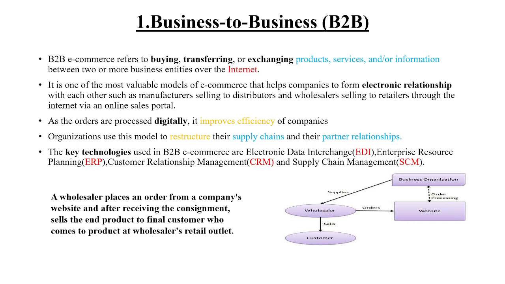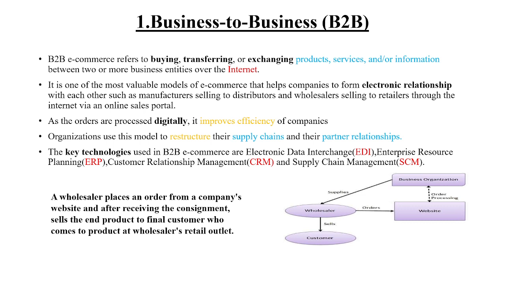As the orders are processed digitally, it improves the efficiency of the company even. And organizations use this model to restructure their supply chains and their partner relationships. And I can say these are the key technologies used in business to business e-commerce. One is EDI, that is electronic data interchange. ERP, that is enterprise resource planning. Next key technology is CRM, that is customer relationship management. And the fourth key technology used here is supply chain management, that is SCM.